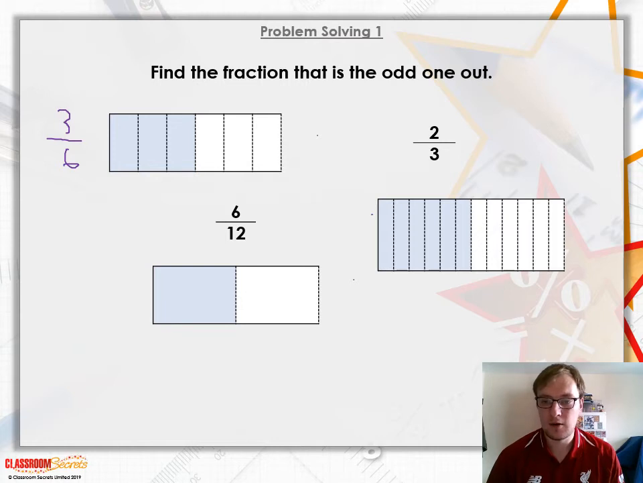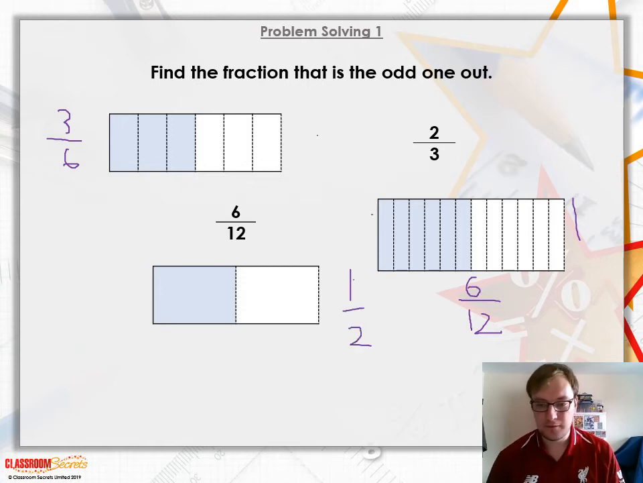Our next shape here on the right is 6/12, because there are 12 parts in the whole, and 6 are shaded. And our last one down here is a half. Now, I would be looking for patterns, seeing which ones are equivalent, which ones are not equivalent, and going through that way. So let's start with our 2/3 up here.